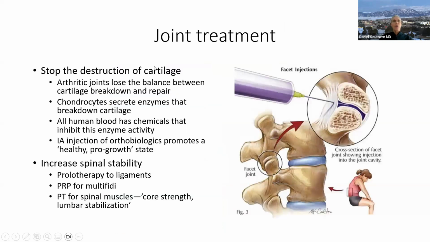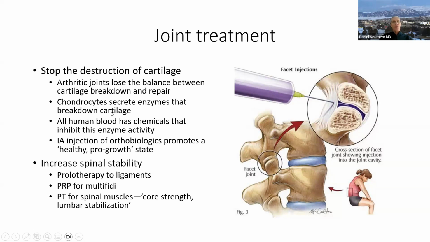You want to stop the destruction of cartilage. And inside an arthritic joint, the cartilage has lost the balance between breakdown of cartilage and repair of cartilage. And mostly what's happening is breakdown of cartilage. And this is because the chondrocytes, which are cells alive in cartilage, are secreting enzymes that digest the cartilage. And what we do when we inject platelets or any blood product that contains human blood serum is we're inhibiting this enzymatic activity, which is digesting cartilage.